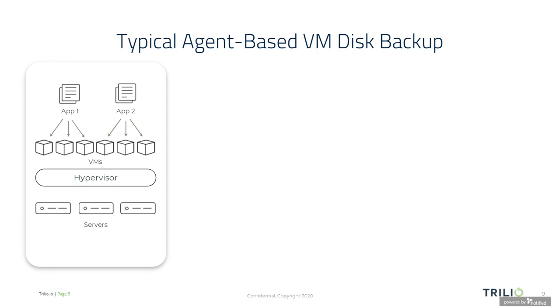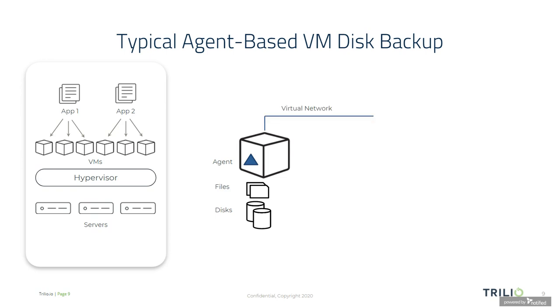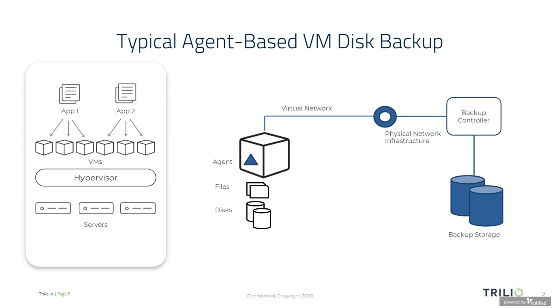So let's take a quick look at a traditional backup using an agent-based solution. Here we have a VM. It's got an agent running in there. It could be a container with a sidecar to back up this container of its files and any disks that are associated with this. Essentially, this is a world where these VMs would have to talk to the mothership, the backup controller, over the virtual network onto the physical network, and it's the backup controller that ultimately would have the job of organizing the storage and the backup of those particular workloads.